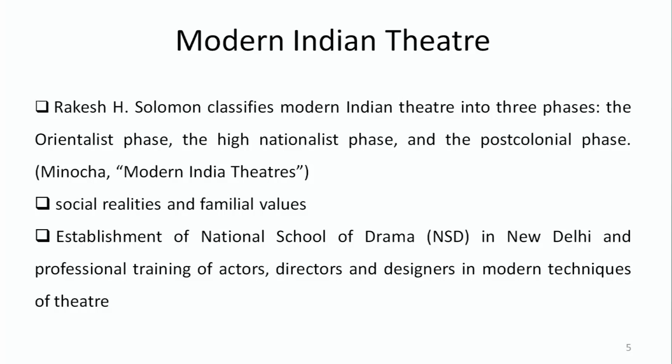at the same time. Moving ahead, we see that one of the Indian scholars, Rakesh Solomon, classifies modern Indian theatre broadly into three phases: the Orientalist phase, the high nationalist phase, and the post-colonial phase, where we see a gradual change taking place in the understanding of Indian ethos and sensibility as done by Indian dramatists and practitioners. Initially, there was an imitation of the Western style, but gradually the native, the local, the folk elements were blended, which made modern Indian theatre in itself a strong area, a strong discipline to be explored.